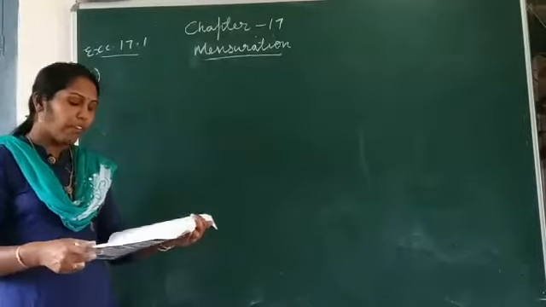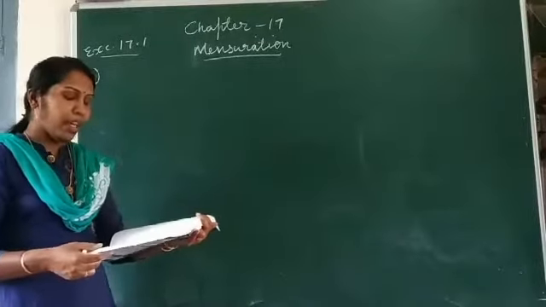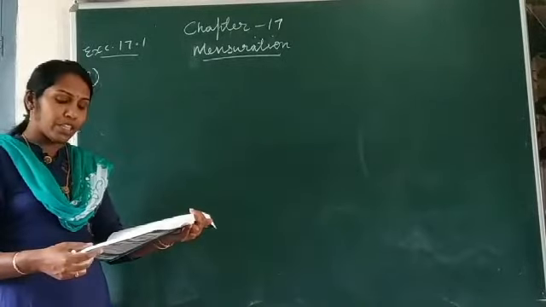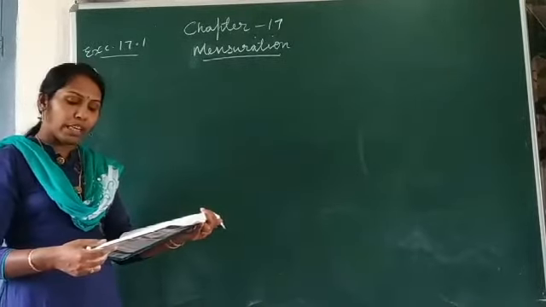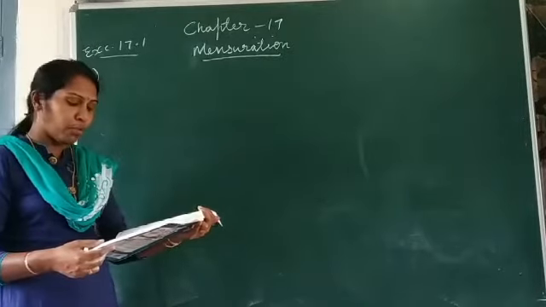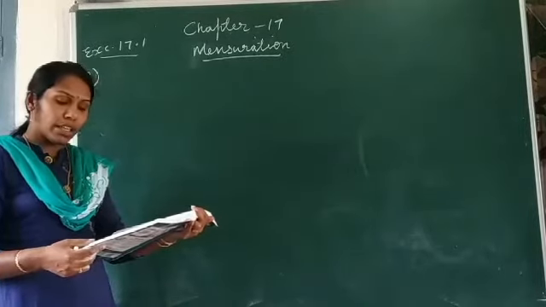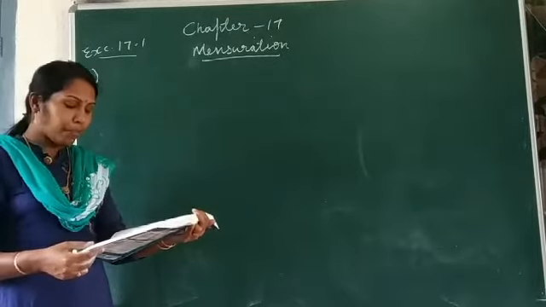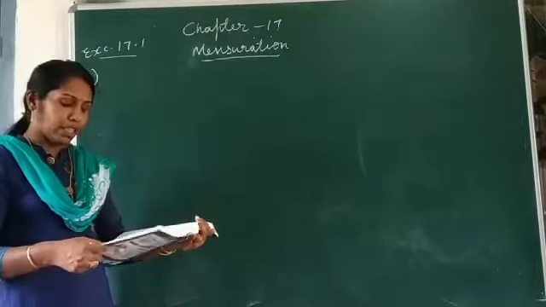Now let us solve exercise 17.1. Here I am going to solve question number 2. An electric geyser is cylindrical in shape, having a diameter of 35 cm and height 1.2 meter. Neglecting the thickness of its walls, calculate its outer lateral surface area and its capacity in liters.